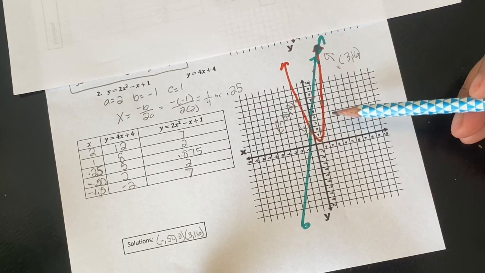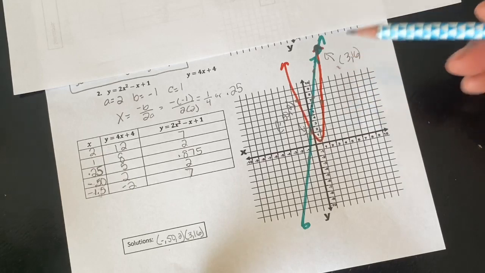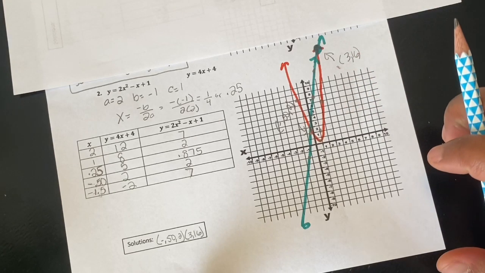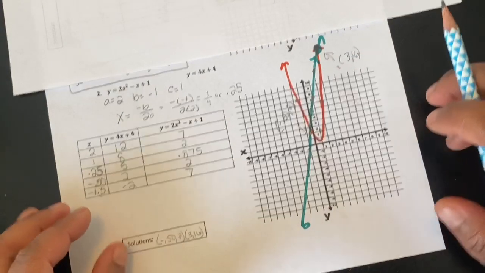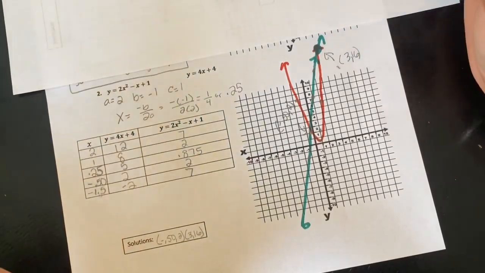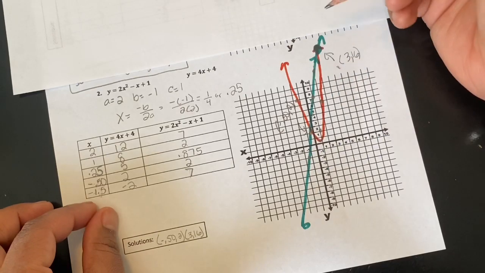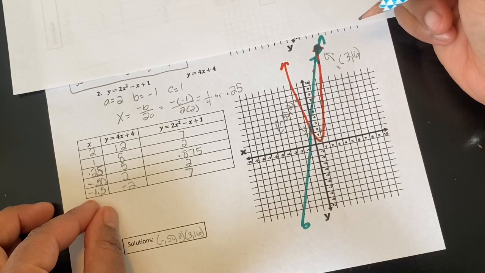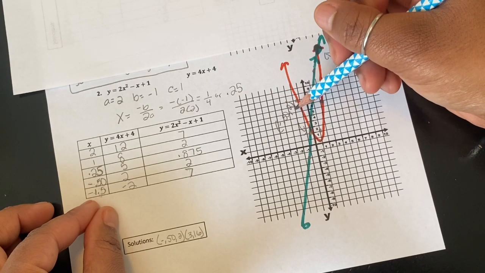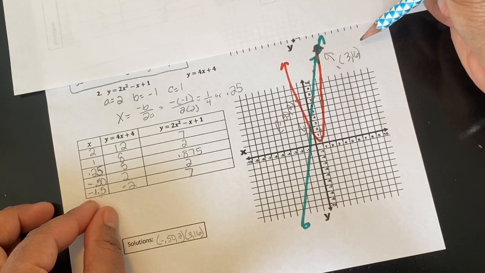Now this graph in particular, you can go ahead and pause the video so you can fill out your table and your graph. This graph in particular went off of the grid. Sorry about that. But when you graph it anyway, you'll see that the two intersecting points are the points -0.5, 2 and the points 3, 16.